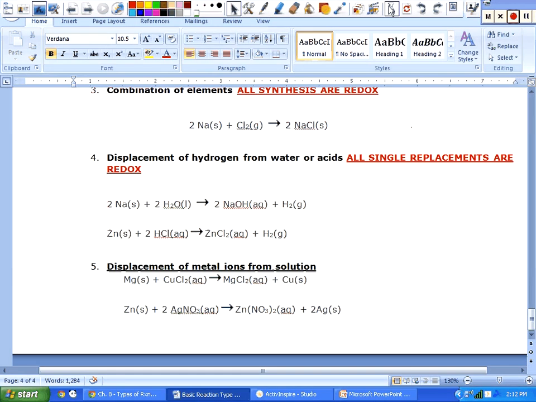All right, let's look at a few more. There's only one thing reduced and one thing oxidized. Let's look at this one: a displacement of hydrogen from water and acid. So let's look at this. Please look. Are there any zeros in this one? Na is a 0.